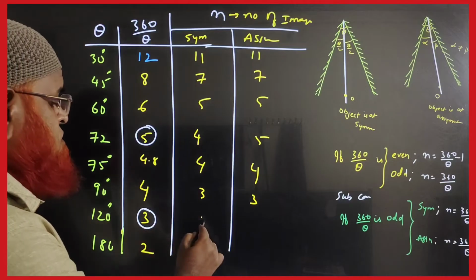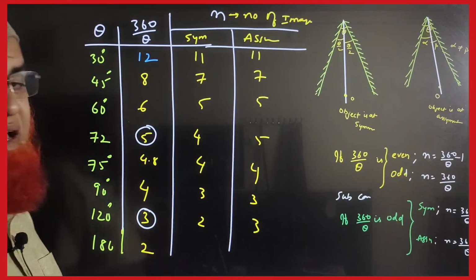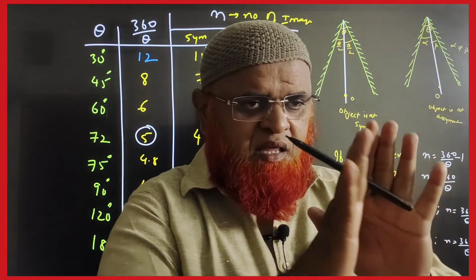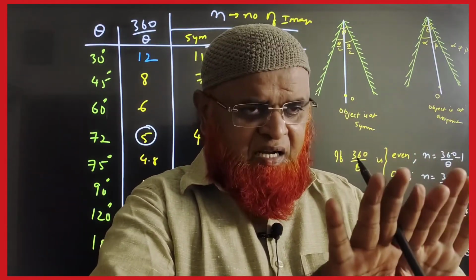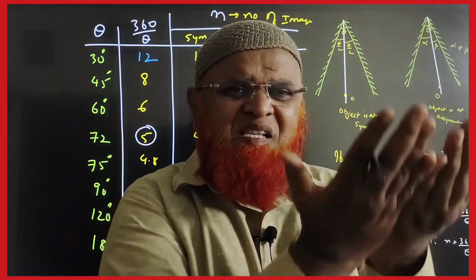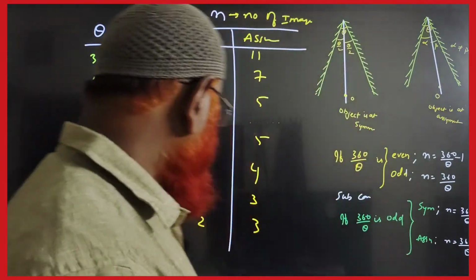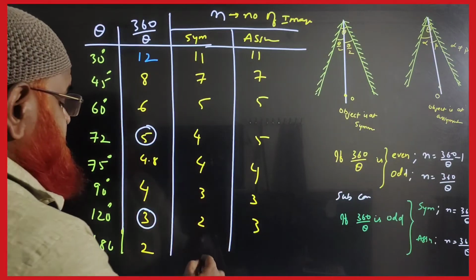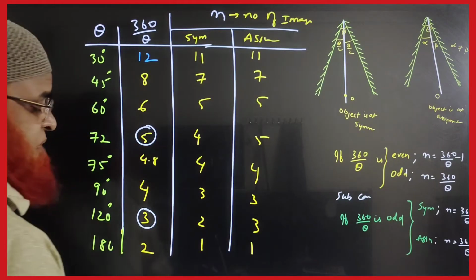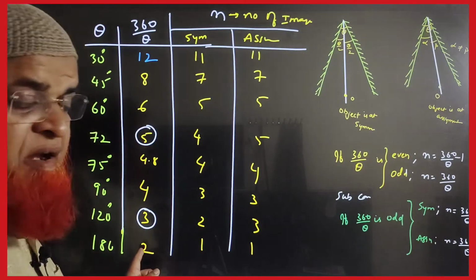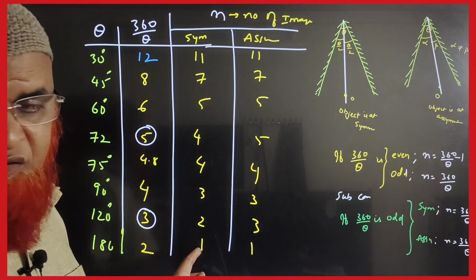So what are we going to write now? 2 and 3. So 180 degrees means just actually the two mirrors will be like this. They are going to open, open, open. They will become flat. Flat means 180. Flat means just a plain mirror. In a plain mirror, how many images are seen? Only one. So here 2 you are getting, that is an even case. So 1 and 1. No sub cases for even.